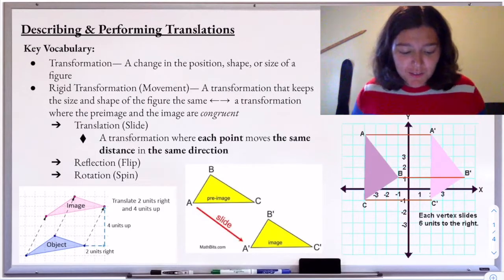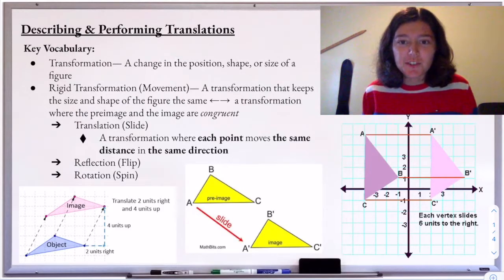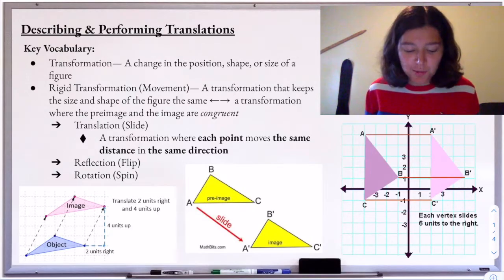Everyone, welcome to today's video on describing and performing translations. So we'll begin with some key vocabulary and then get into 3 examples.